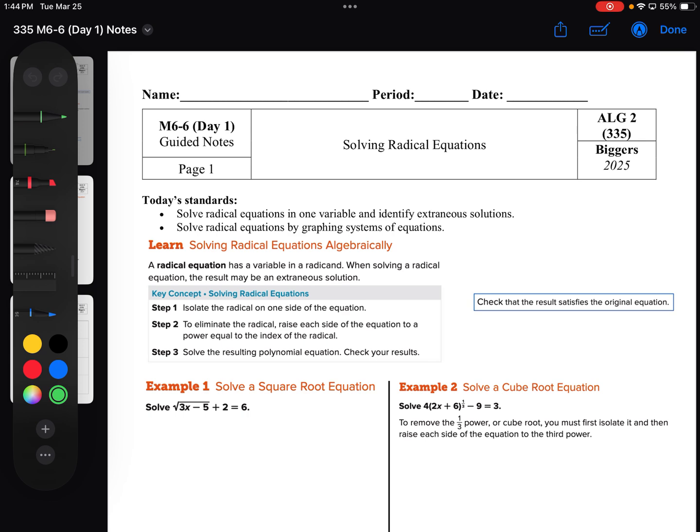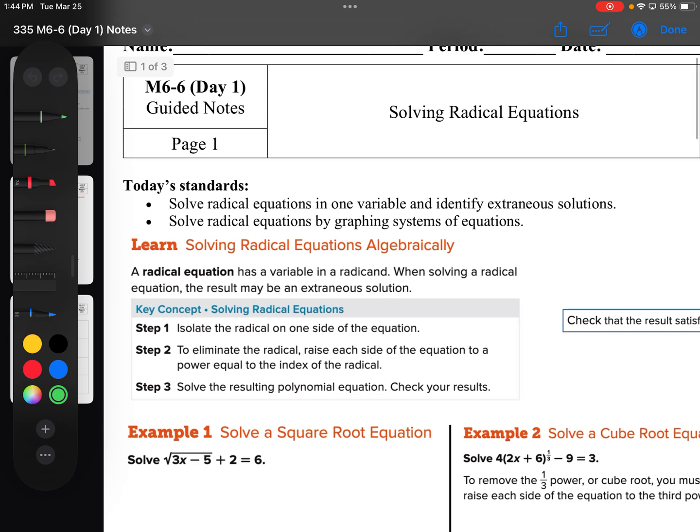The standards we're looking for here are solve radical equations of one variable and identify any extraneous solutions. If something's extraneous, that means that it is a no solution or not possible. And we also want to solve radical equations by graphing systems of equations. We're not going to focus too much on that one. It's not even on your test, so you can cross that out.